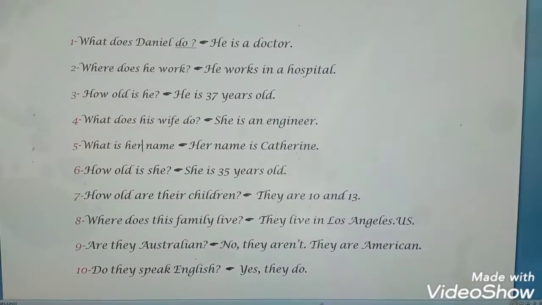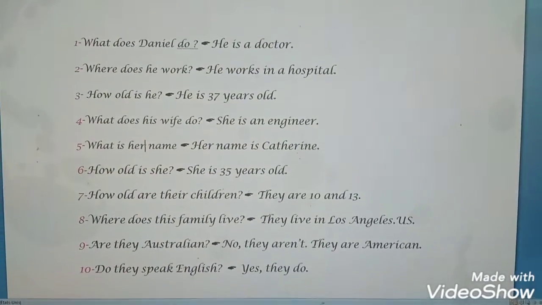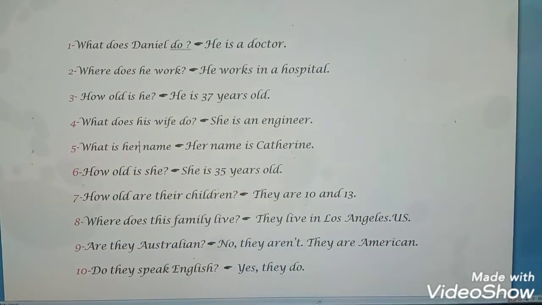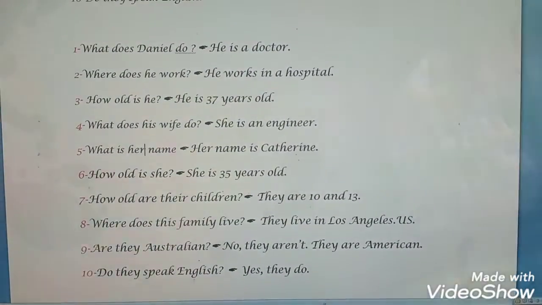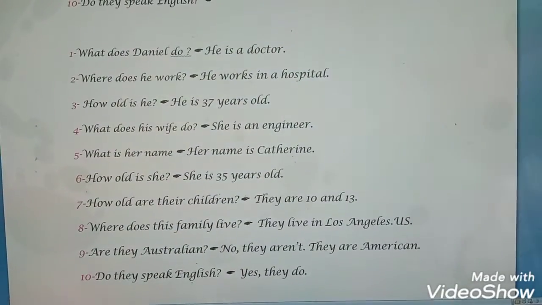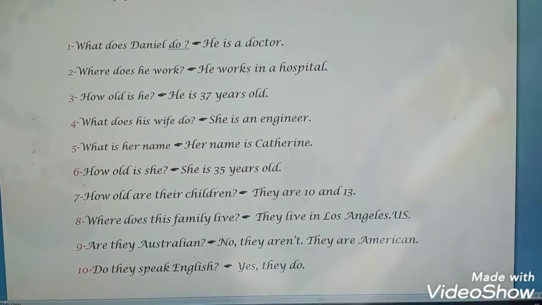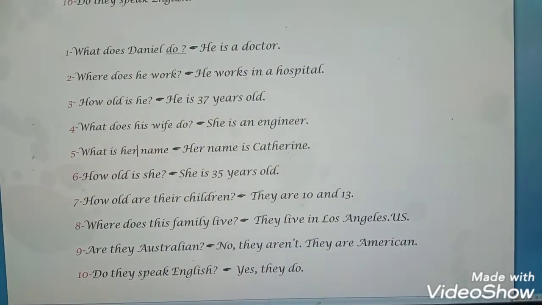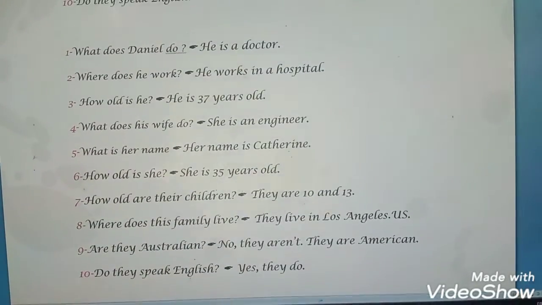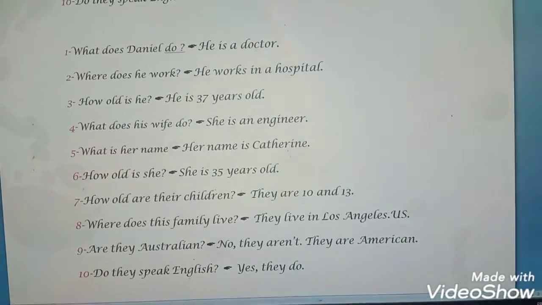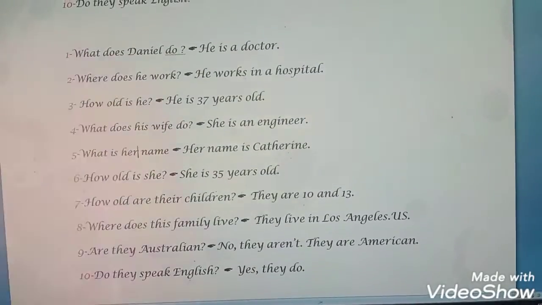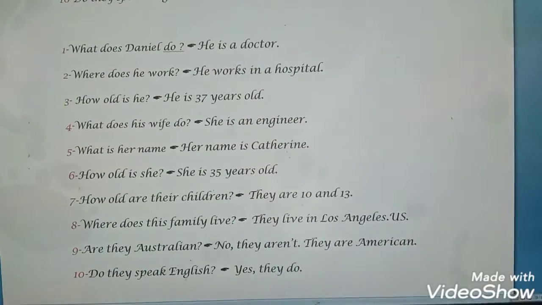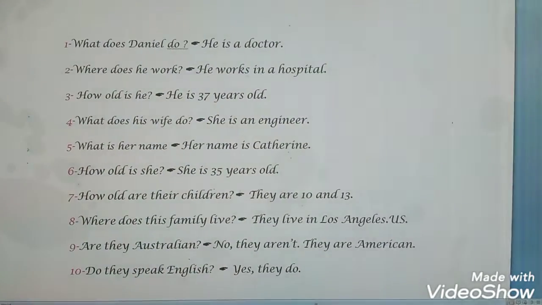So this is the answer. What does Daniel do? He is a doctor. Where does he work? He works in a hospital. How old is he? He's 37 years old. What does his wife do? She is an engineer. What is her name? Her name is Catherine. How old is she? She's 35 years old. How old are their children? They are 10 and 13. Where does the family live? They live in Los Angeles, US. Are they Australian? No, they aren't. They are American. Do they speak English? Yes, they do. So this is the end of the lesson.